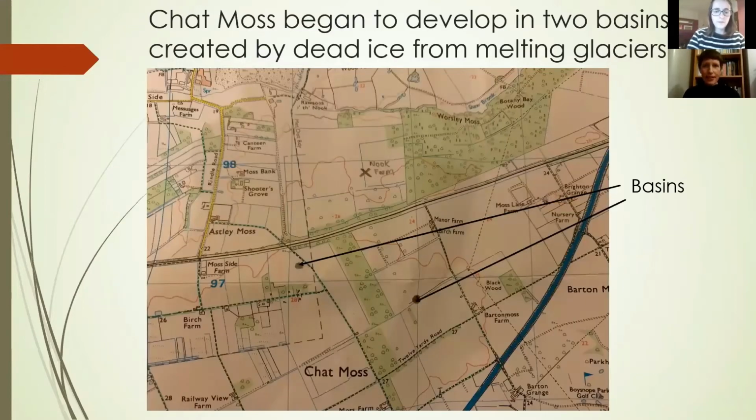So at this point in time, Chat Moss began to form in basins that were created by dead ice from melting glaciers. And here you can see the two basins in which it began forming, very close to present-day Ashley Moss on the north of Chat Moss.